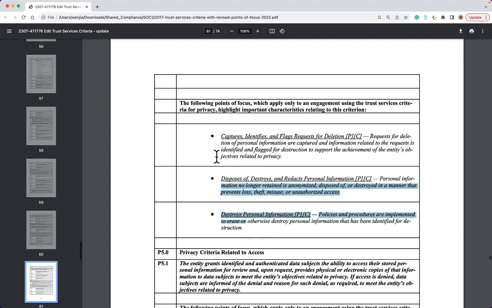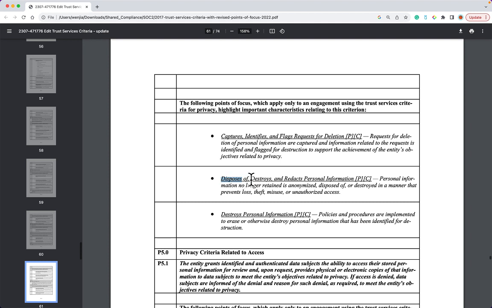There are three pieces of advice. The first point is capture, identify, and flag requests for deletion. Requests for deletion for PI are captured, and information related to the request is identified and flagged for destruction to support the achievement of the entity's objective related to privacy. So let's discuss these three together.